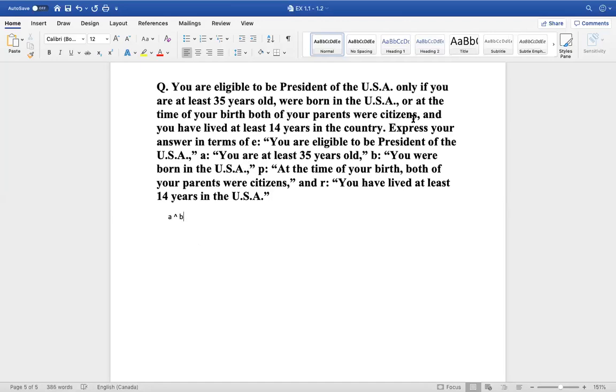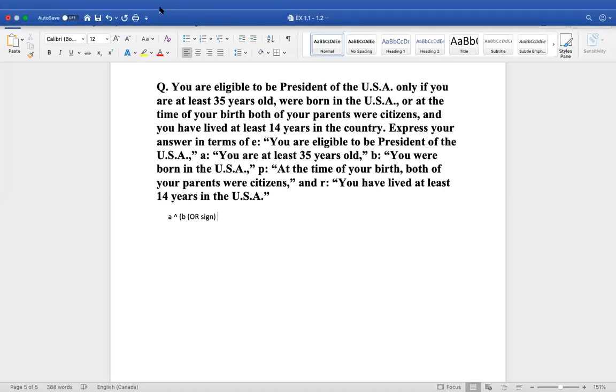Now moving onwards, we have here or at the time. So you were born in the USA, or at the time of birth both of your parents were citizens. So in here we will put up a bracket and we will put the or sign. You were born in the USA, or at the time of your birth both of your parents were citizens, which is represented by the proposition P.